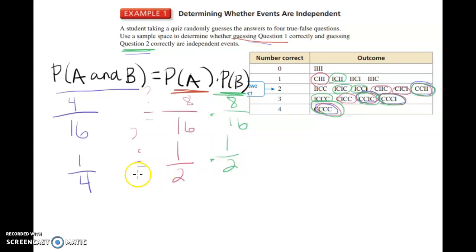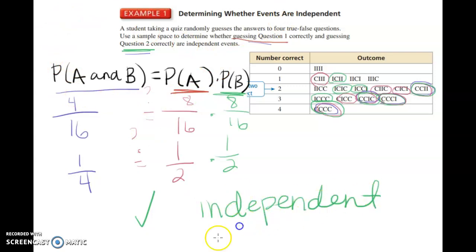So here, does 1/4 equal 1/2 times 1/2? Yes, it does. So these events must be independent since they're following this rule. They are definitely independent of each other. We should be able to determine if they're independent just by reading the problem, but this is one way to figure it out mathematically and prove to ourselves that yes, they are independent.